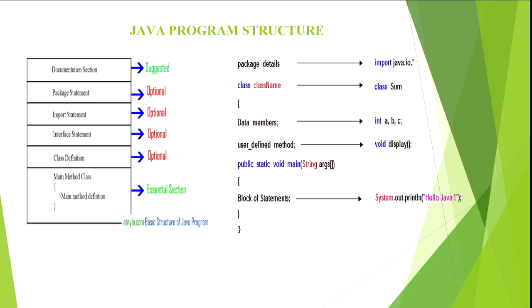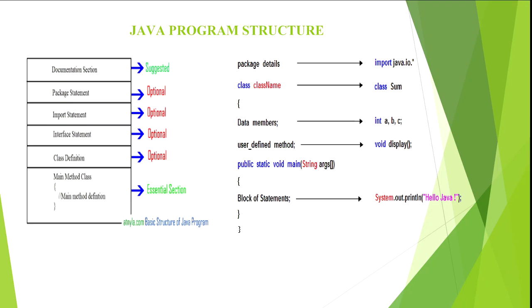The first statement is import java.io.star, which belongs to the import statement. Import is very similar to the hash include statement in C language. Here, the meaning of import java.io.star is that java is the name of the language, io is the name of the package, io means input output package, and dot star means all the classes and methods of the io package are imported to your current program.